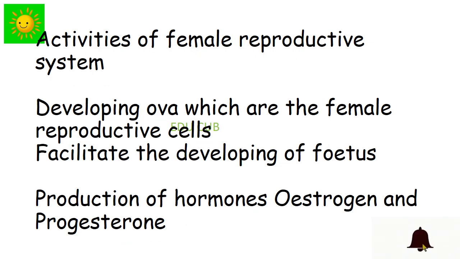Activities of the female reproductive system. First one, developing ova, which are the female reproductive cells. Second one, facilitating the development of the foetus. Production of hormones, estrogen and progesterone.